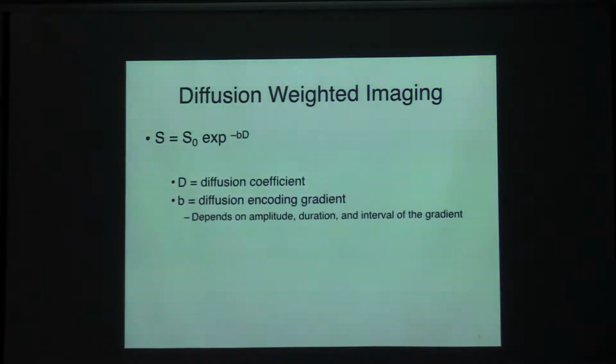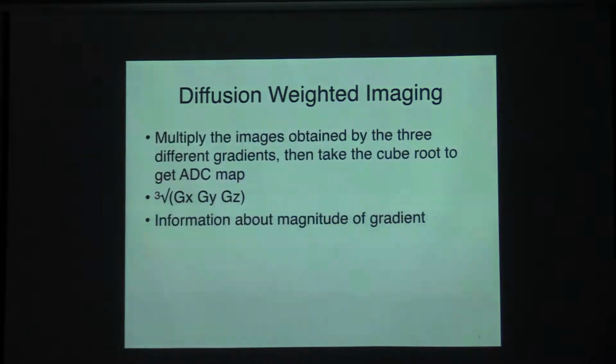So you have your signal at some point equivalent to your B0, and then all that other stuff about the diffusion gradients, how long you wait, or the apparent diffusion coefficient, the inherent properties of the water molecules. And when you try to get to the ADC map, all you're essentially doing is calculating 3 different directions, and then when you take the cube root, you end up with your ADC map. And again, the summary is that you get information about the magnitude of the gradient, just how much water molecules are moving.